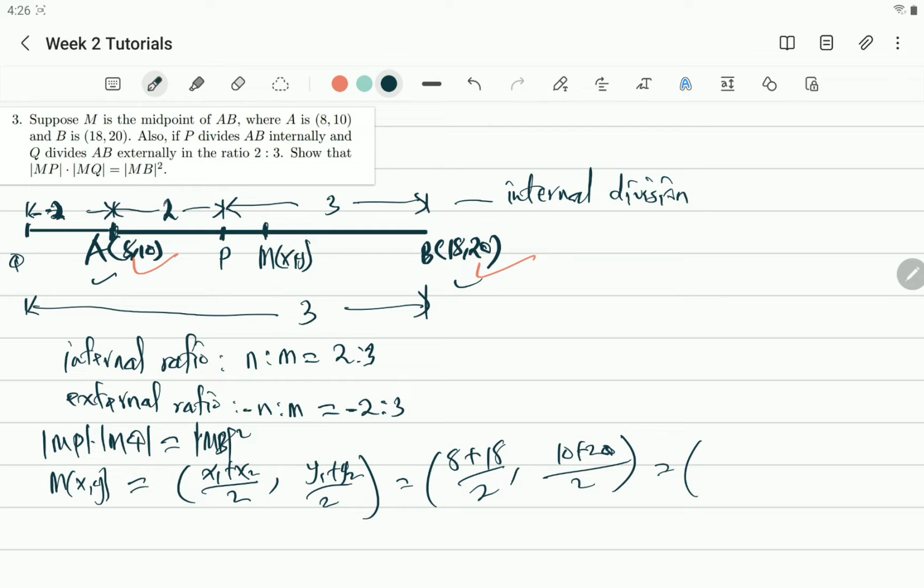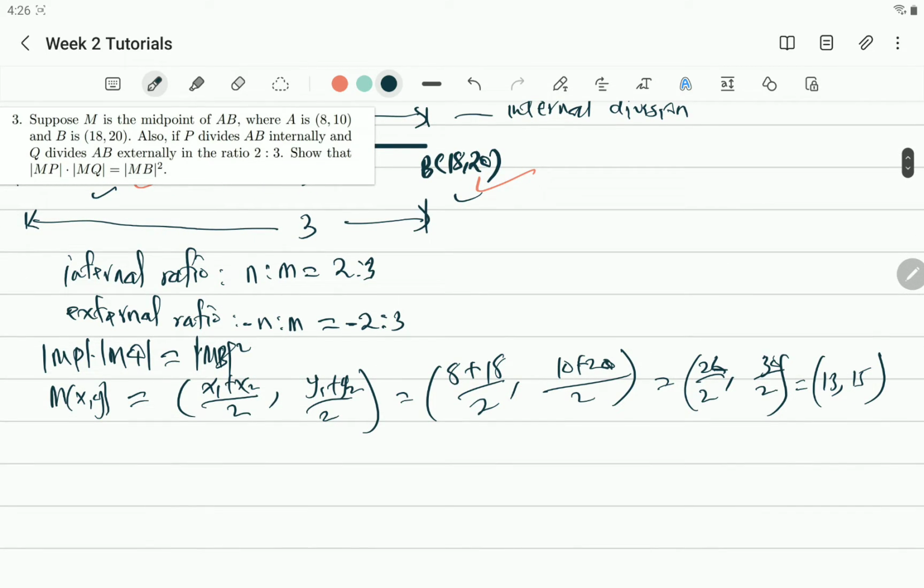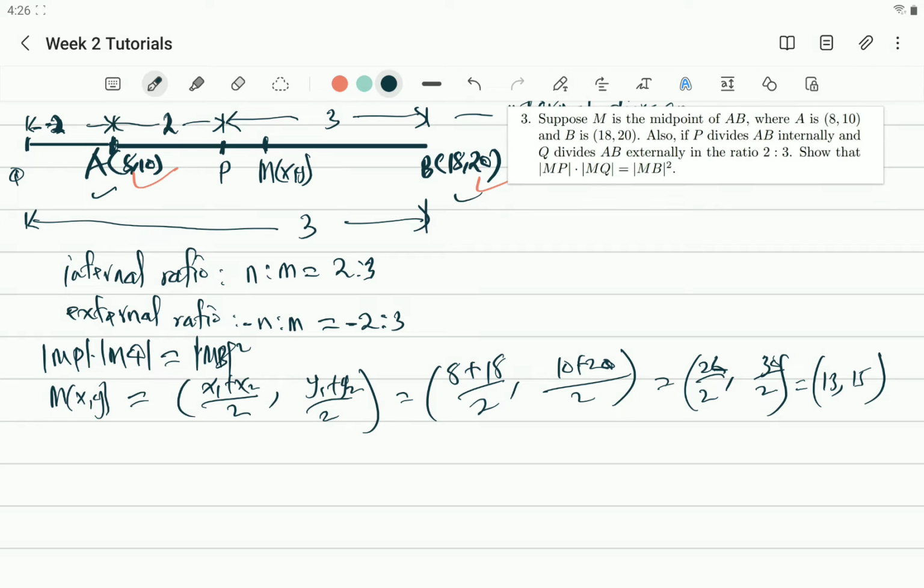So eventually we have 26 over 2 against 30 over 2, which is giving us 13 against 15. So that is the midpoint. Now I can bring this question here.